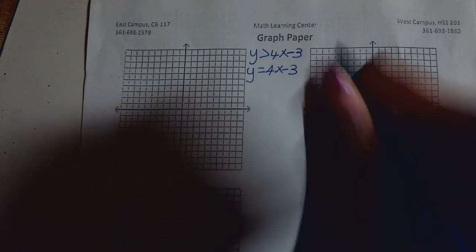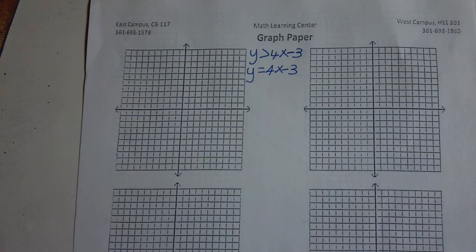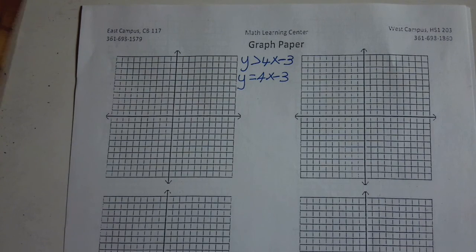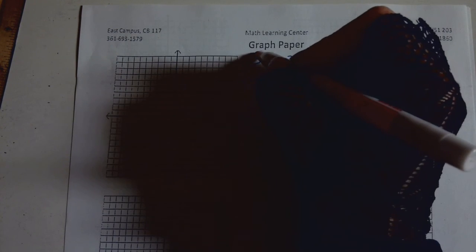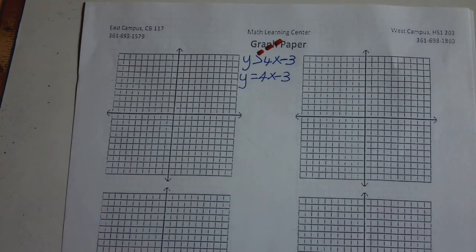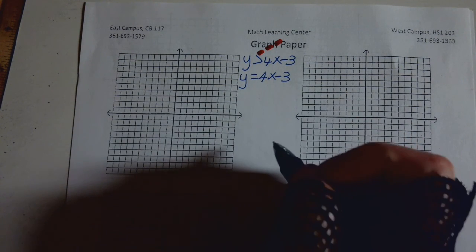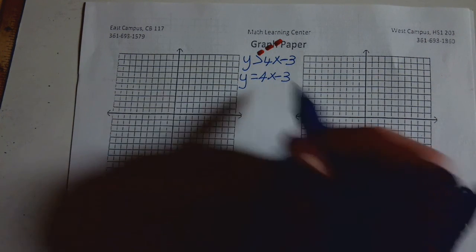So y is greater than 4x minus 3. So the first thing you do is just say y equals 4x minus 3. You change it to an equal sign just to go ahead and start graphing it. But understand, I do this so I don't forget. Because it's natural to do a solid line, I do my dash line to remind me that my line is going to be dashed.